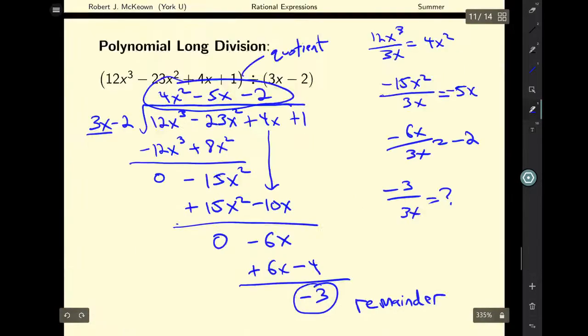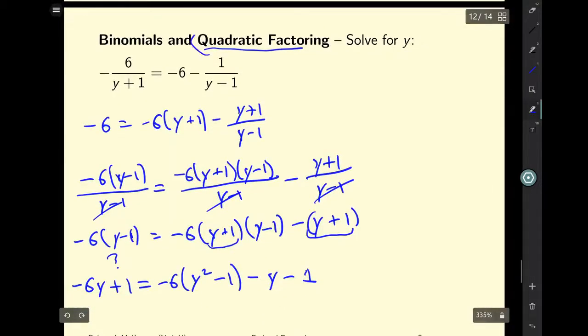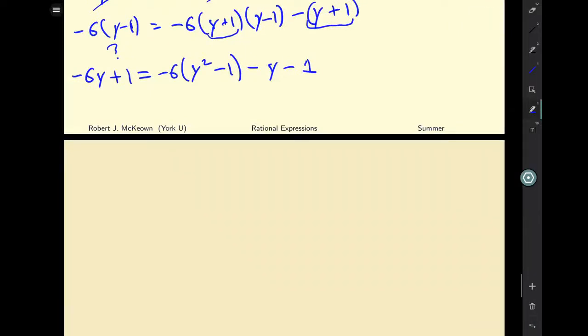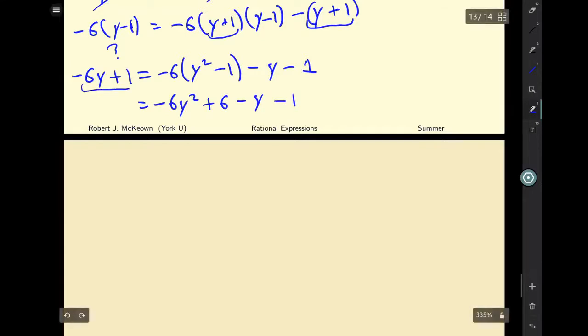And there's a hint in the question, which is that we're doing quadratic factoring. And so I'm going to set this question up as a quadratic equation, which means it should be equal to 0. So I'm going to move all the terms to the right-hand side. So I haven't finished. I'm going to open this bracket. So I've got 6y squared plus 6 minus y minus 1. And then I'm going to move these over, so I get plus 6y minus 1.